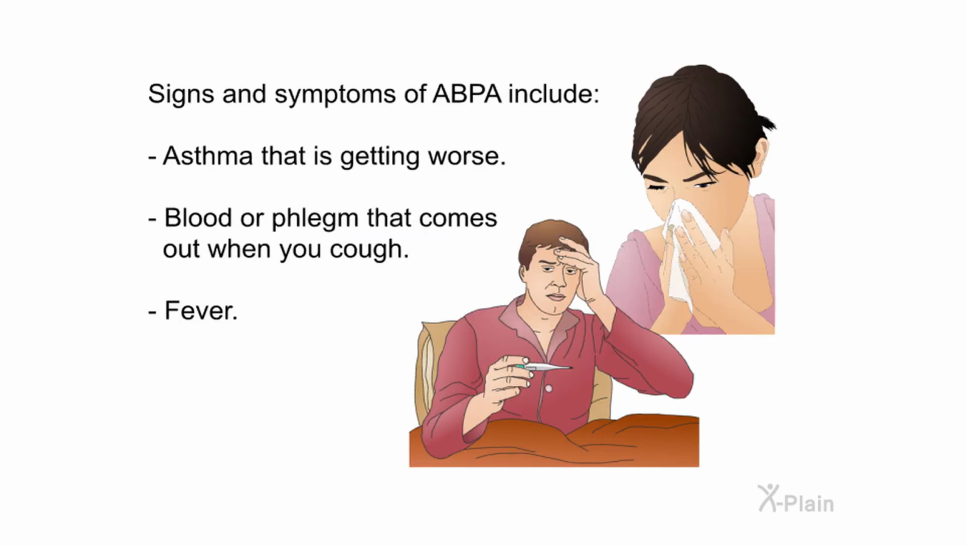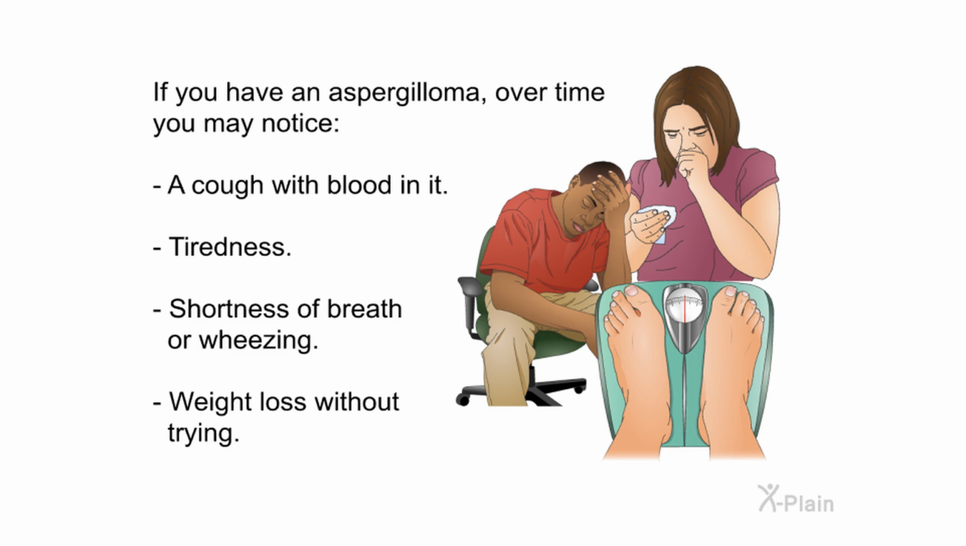Symptoms. Signs and symptoms of ABPA include asthma that is getting worse, blood or phlegm that comes out when you cough, fever. If you have an aspergilloma, over time you may notice a cough with blood in it, tiredness, shortness of breath or wheezing, weight loss without trying.